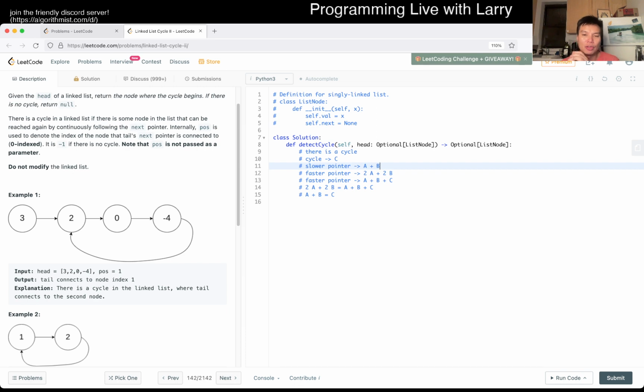Let me say it in a way that I think I understand now. So now we have A plus B on the slow pointer, and if we add another A to this, then we know that this is equal to C, because A plus C is of course equal to C. A plus C in this linked list arithmetic is equal to A because C just cancels out, right? It just loops around. So that means that in the beginning we would have A.